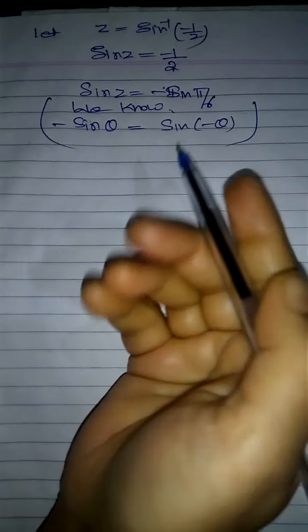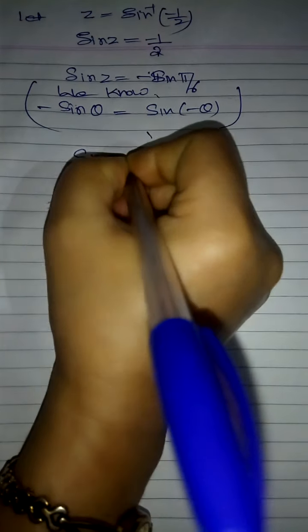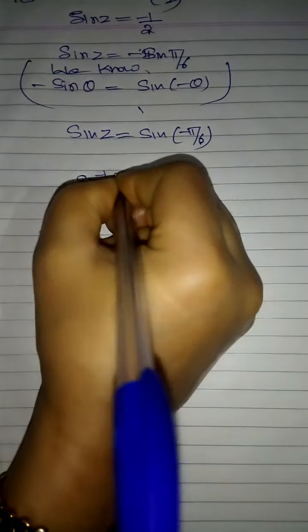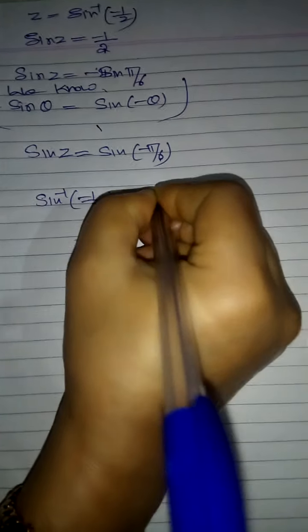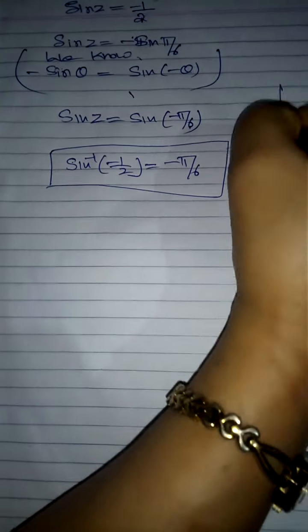We know that sin of minus theta is equal to minus sin theta. According to that, we can write sin z equal to sin of minus pi by 6. So the value of sin inverse minus 1 by 2 is minus pi by 6. This is the third equation. And we know the range of sine inverse is the closed interval minus pi by 2 to pi by 2.